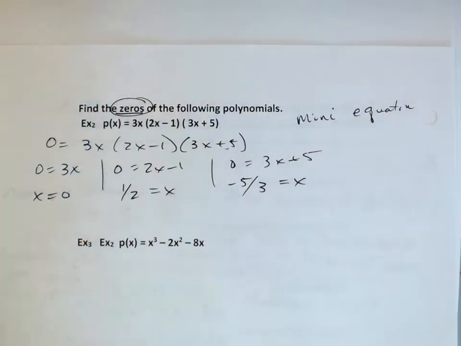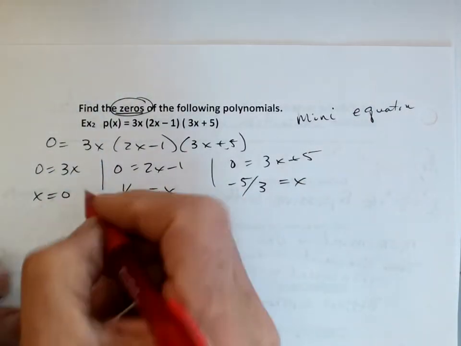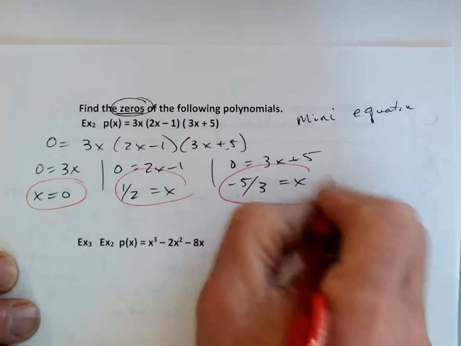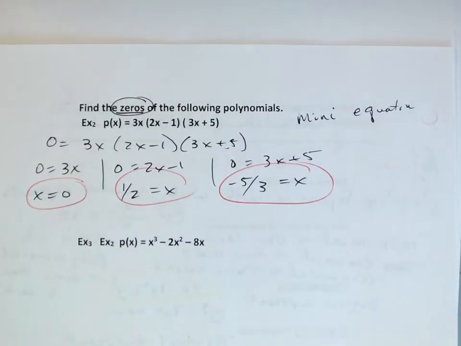Minus 5, divide by 3. Okay, those are my zeros, okay? Has 3 zeros. Okay, easy.